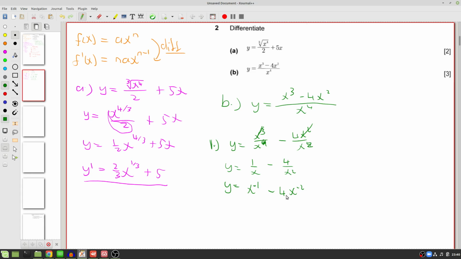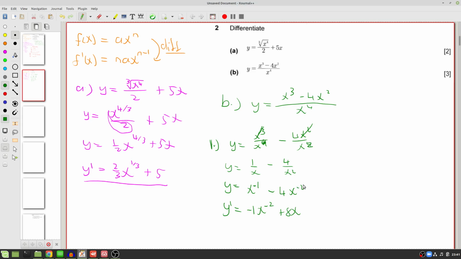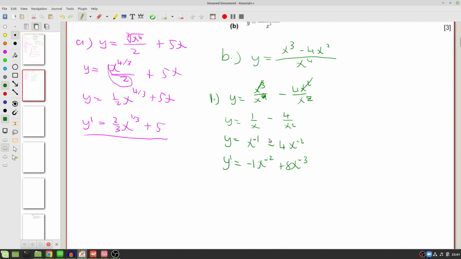Something x to the power something plus something x to the power something, etc. So we can actually do our differentiation. So the exponent times the coefficient, so negative 1 times 1 gives us negative 1 x, and then negative 1, we subtract 1 from there, which gives us negative 2. Great. And we do the same with the next part. Negative 2 times negative 4 gives us plus 8 x, and then we subtract 1 from negative 2, which gives us negative 3. Now we're almost done, but we're not allowed to leave our answer with negative exponents.